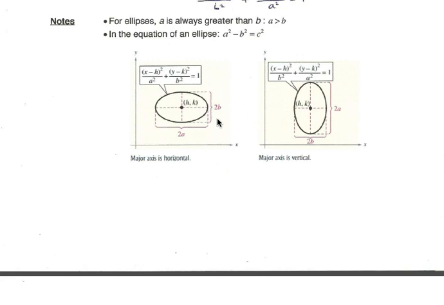When the major axis is horizontal, the ellipse looks like that. When the major axis is vertical, the ellipse looks like this. So notice how here A is measured horizontally. This is 2A. In this case, 2A is measured vertically.